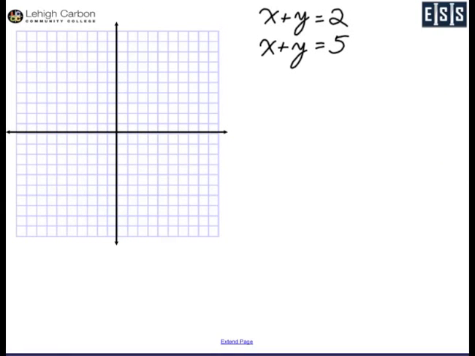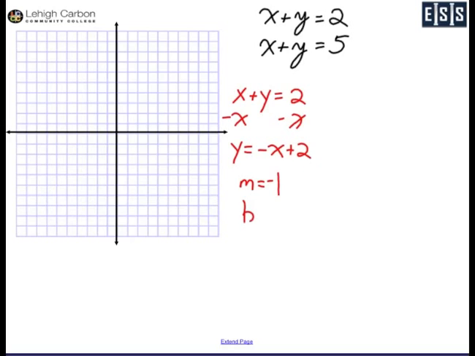Next we have x plus y equals 2 and x plus y equals 5. I'm going to use slope-intercept form for both of these. X plus y equals 2. Subtract x from both sides. I get y equals negative x plus 2. So in this case, my m is negative 1. My b is 2. Start at 2 on the y-axis. Down 1 over 1. There's my line.